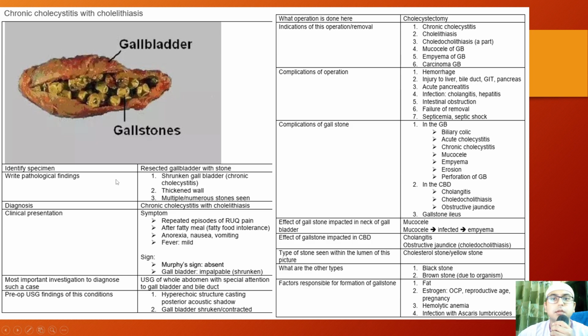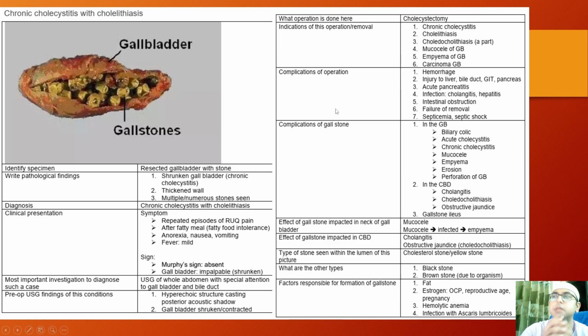Shrunken because the wall is edematous, thickened, and the gallbladder cannot be distended due to the huge inflammation or fibrosis. The most important investigation for diagnosis of this case is a USG of the whole abdomen with special attention to the gallbladder and bile duct. And the pre-op USG findings of the condition: hyperechoic structure casting posterior acoustic shadow, and the gallbladder is shrunken and contracted. What operation is done? Cholecystectomy. So indications of operation involve chronic cholecystitis, cholelithiasis, choledocholithiasis, mucocele of the gallbladder, empyema of the gallbladder, carcinoma of the gallbladder. So these can happen as complications.